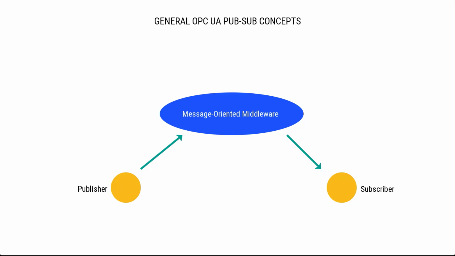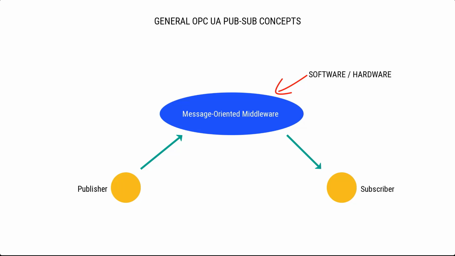Again, publishers send messages to a message-oriented middleware without knowledge of what components are subscribed to receive the messages from the middleware. Similarly, subscribers express interest in specific types of data without knowledge of the publishers pushing this data to the message-oriented middleware. And the message-oriented middleware itself can be a software or hardware infrastructure that coordinates the sending and receiving of messages between publishers and subscribers.